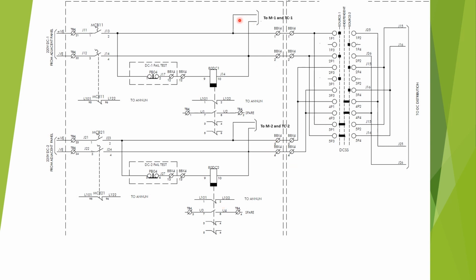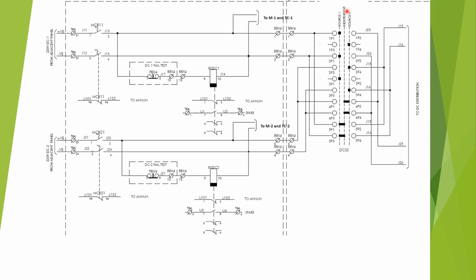So you can see that the main 1 feeder protection, main 1 distance protection, and trip coil 1 of the circuit breaker are supplied with DC source 1, that is before the DC selector switch, and main 2 distance protection and trip coil 2 of the circuit breaker are supplied with DC source 2, that is before the DC selector switch. In the case of a feeder, the main 1 and main 2 protection is the distance protection. In the case of the transformer, the main 1 and main 2 protection is differential protection and REF protection.